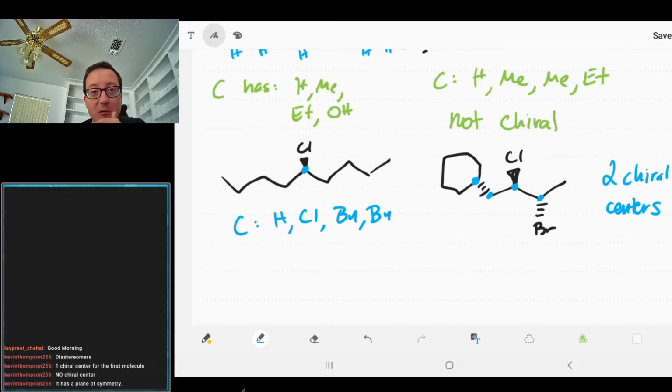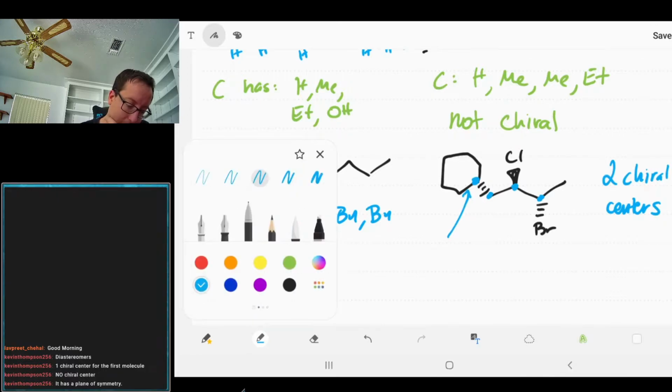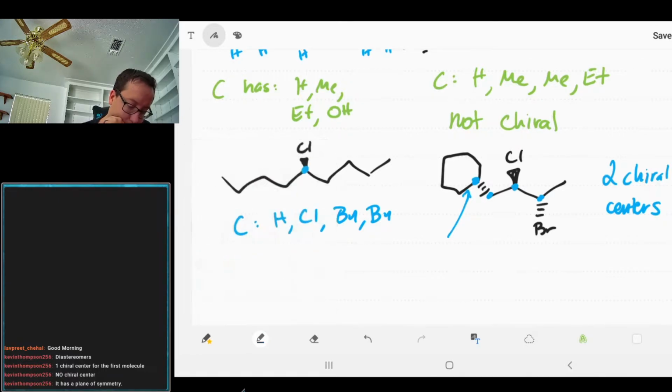Let's look at them from left to right. If we're looking at this carbon, first thing, it has a hydrogen. It's got this substituted butyl thing, and we also have this cyclohexane bit. When we're looking at whether something is different or not, we are looking at the first point of difference.